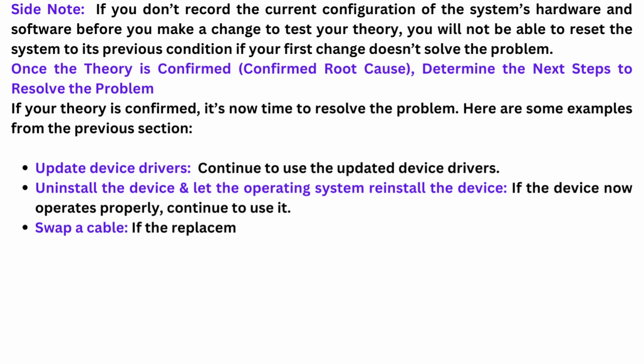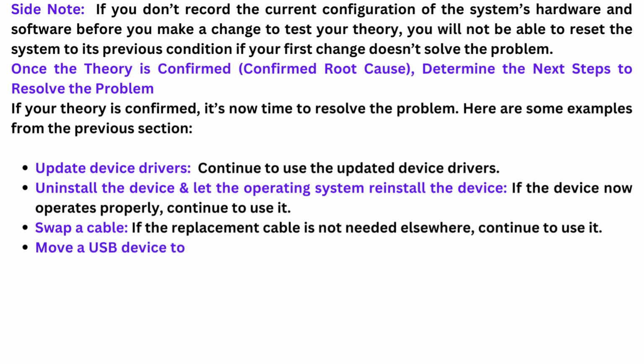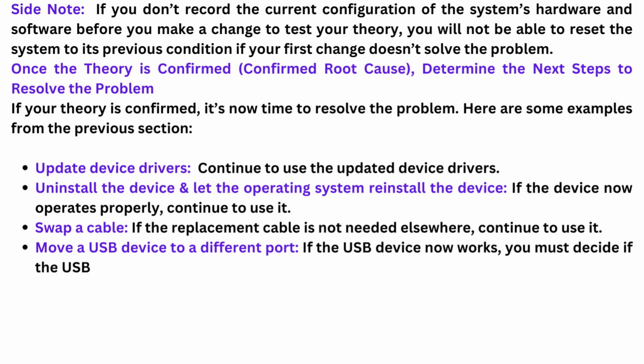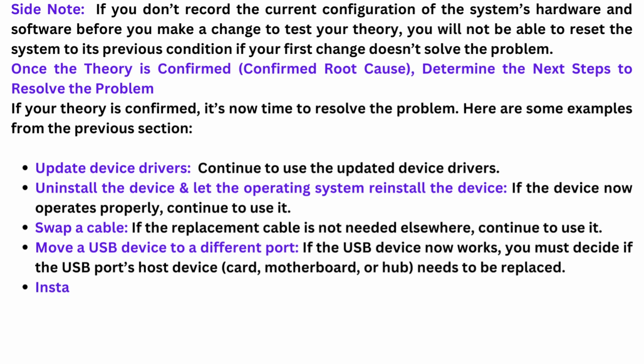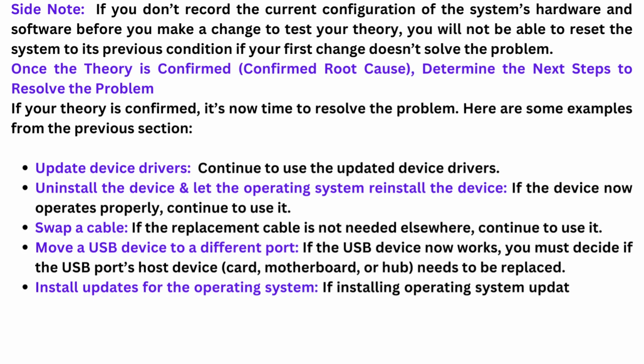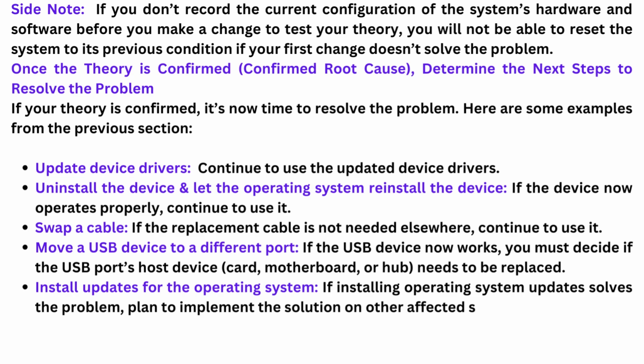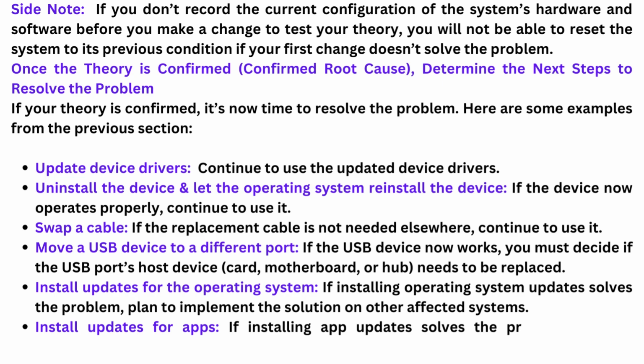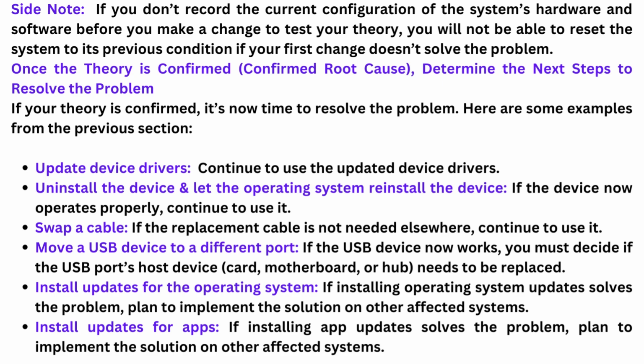If the replacement cable is not needed elsewhere, continue to use it. Move a USB device to a different port. If the USB device now works, you must decide if the USB port's host device, card, motherboard, or hub, needs to be replaced. Install updates for the operating system. If installing operating system updates solves the problem, plan to implement the solution on other affected systems. Install updates for apps. If installing app updates solves the problem, plan to implement the solution on other affected systems.